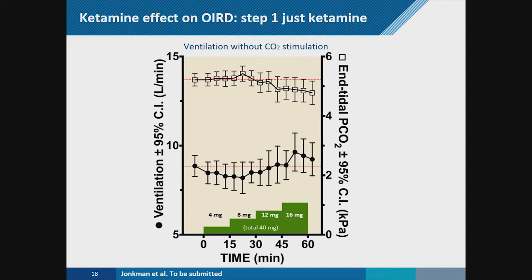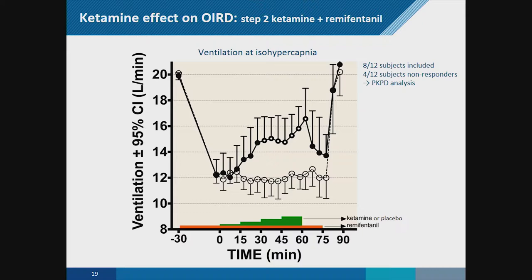Now the question is, what happens if you give an opioid? Is it as mildly stimulant as you see here, or is it truly a respiratory stimulant in the sense that it can overcome opioid-induced respiratory depression, something that you actually want? So we continued our experiments with repeating the study, but now under isohypercapnic levels. So we increased ventilation to 20 liters per minute because we really wanted to see an effect. Then we gave remifentanil, and we wanted a decrease in ventilation of about 40 to 50%. We succeeded in that. In orange, the remifentanil.